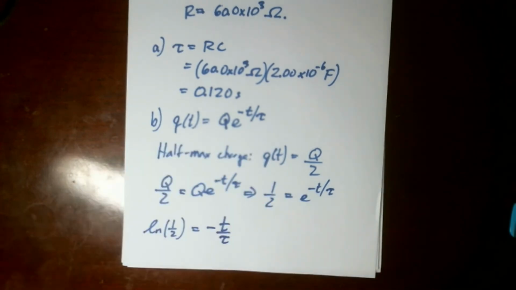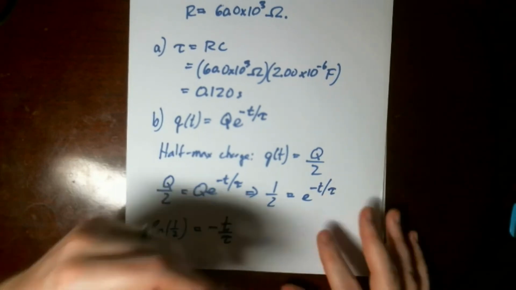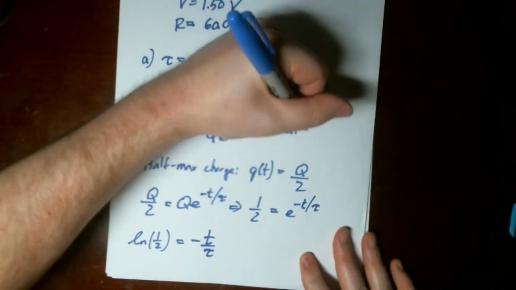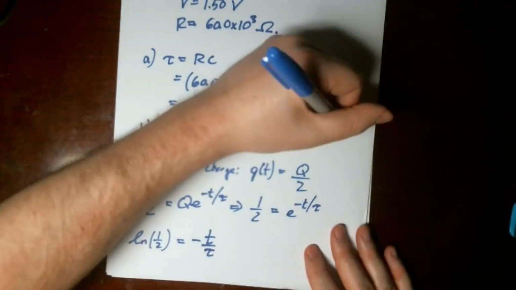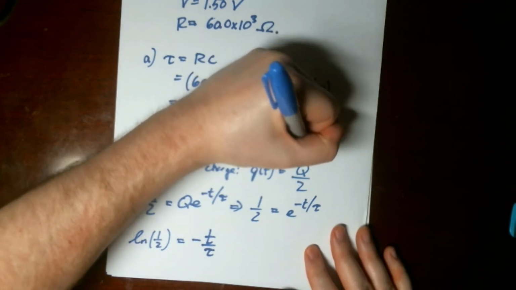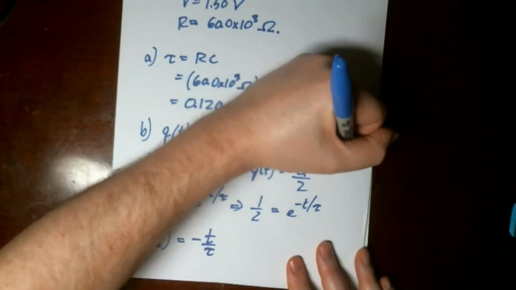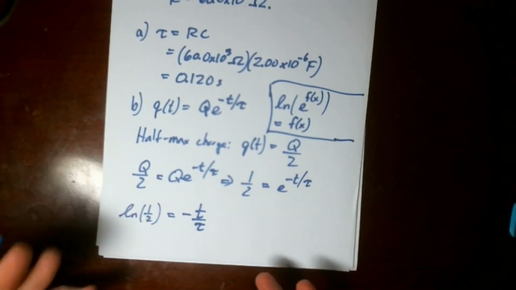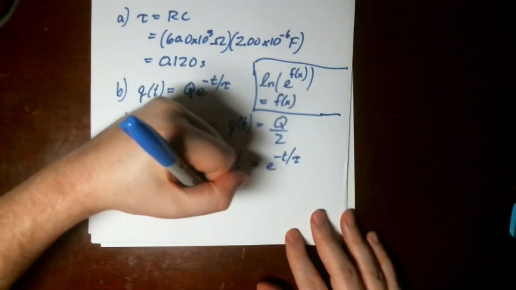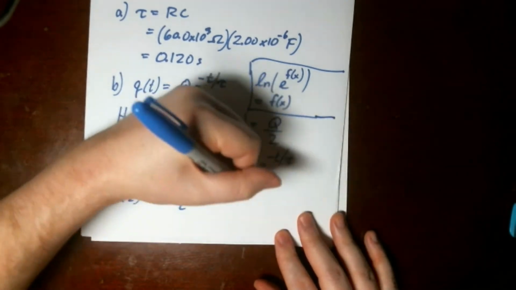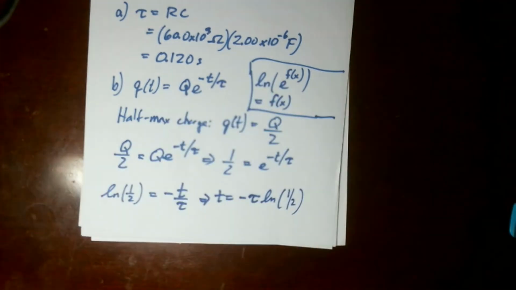When you take the natural log of an exponential function, whatever's in the exponent just comes down. So I'll just write that as a reminder up here. Ln e to the f of x is just f of x. That's just an identity you should keep in mind. All right, anyway, we want to solve for t. That's pretty straightforward. We move the tau over, we multiply by -1, and we find that the time it'll take is going to be negative time constant times the natural log of 1/2.